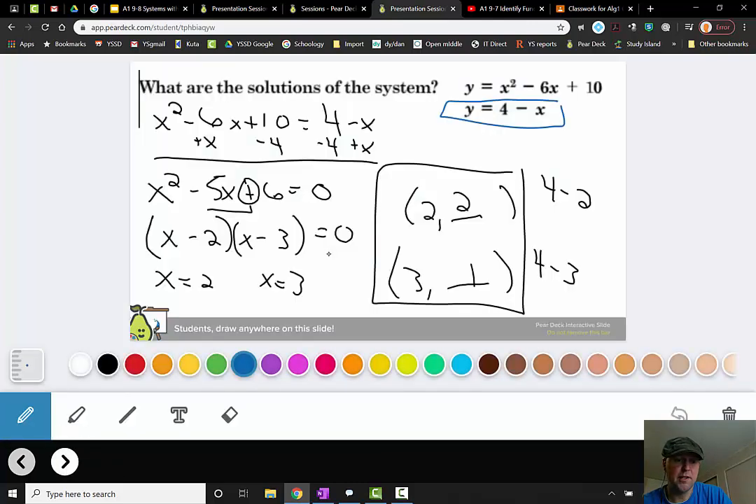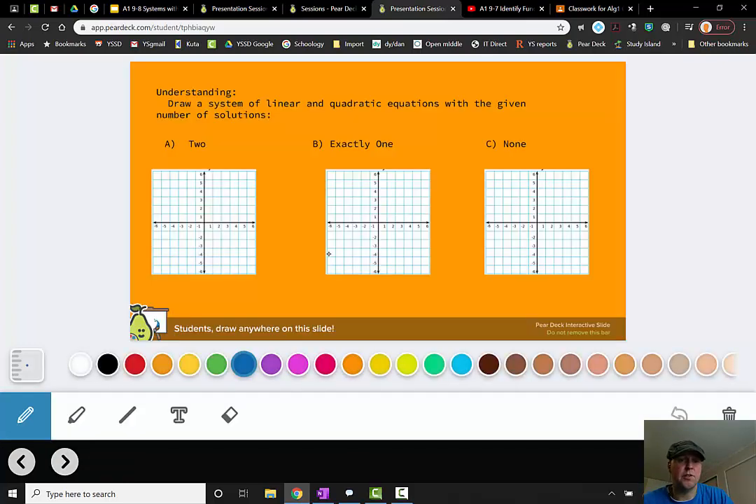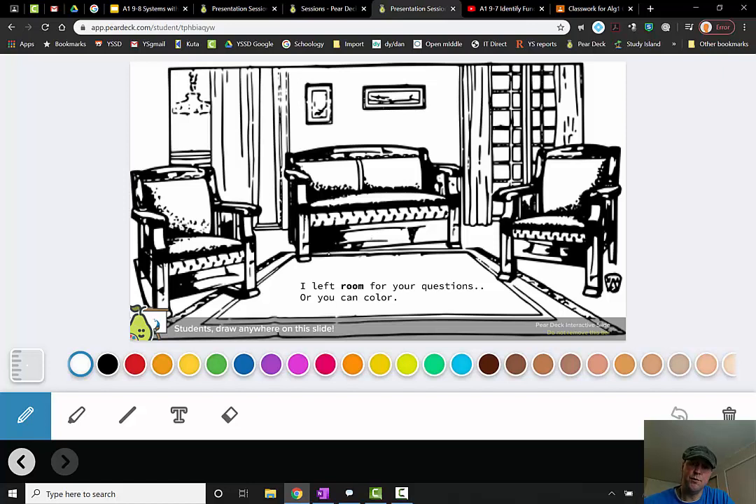Alright, so I promised I'd go back to it. We did. And, alright, so here's the understanding. Make sure we have this one straightened out. So, can you draw this? So, start off with the graph. Put it in Desmos. Didn't really have to do much with it. Can you draw something that has 2 solutions, 1 solution, and no solutions? Quadratic and linear. And then I leave room for your questions.